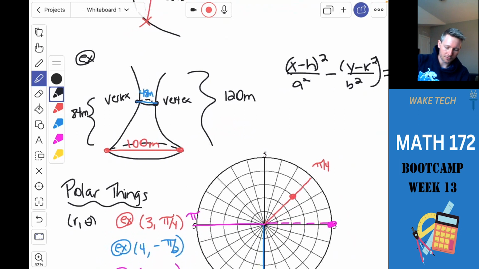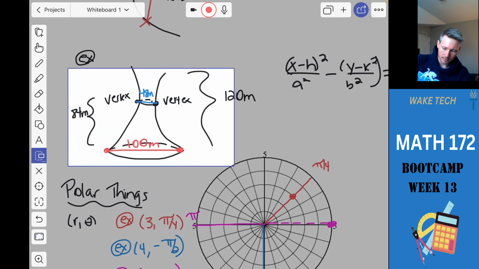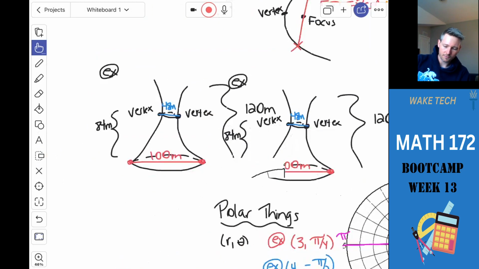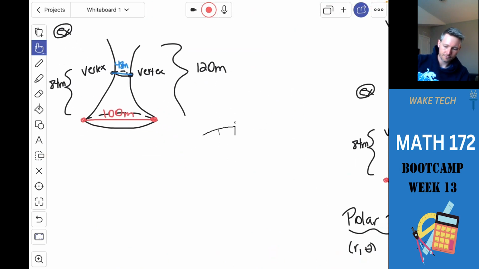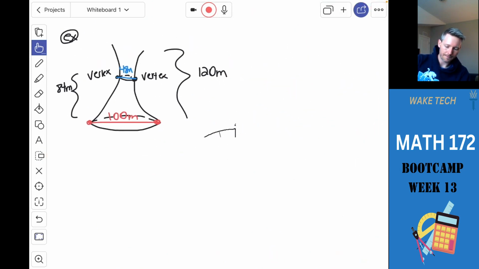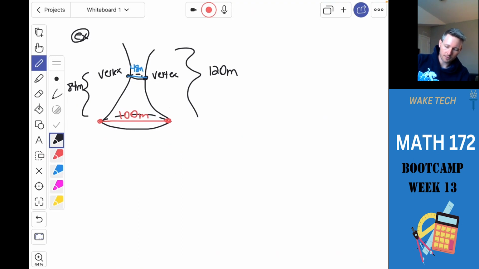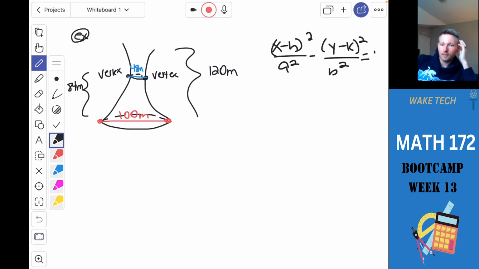And so actually what I'm going to do, if you'll hang on for just a second, is scoot all of this far enough away so we have more room to write it. Okay, so here we go. So since it's a horizontal hyperbola, the general equation is x minus h squared over a squared, y minus k squared over b squared equals 1.